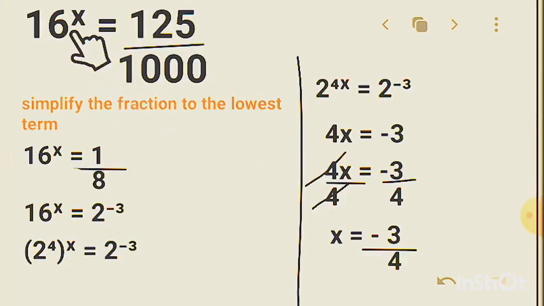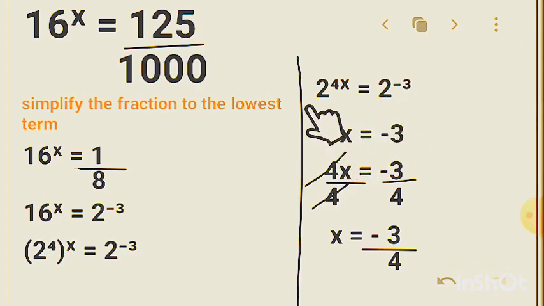Now we have 16 raised to the power x is equal to 125 over 1000. We simplify the fraction to the lowest term to actually get the actual value. So the lowest term in this fraction is 1 over 8, and 1 over 8 is the same thing as 2 raised to the power minus 3. Remember, 8 is 2 raised to the power 3, and when we remove the 1 on top, it becomes 2 raised to the power minus 3, and 16 is 2 raised to the power 4. So when we remove the bracket, we have 2 raised to the power 4x is equals to 2 raised to the power minus 3.